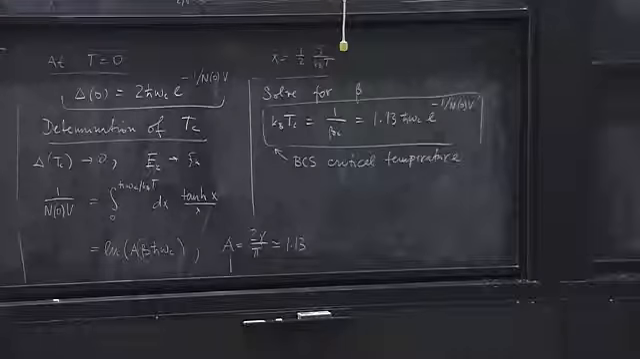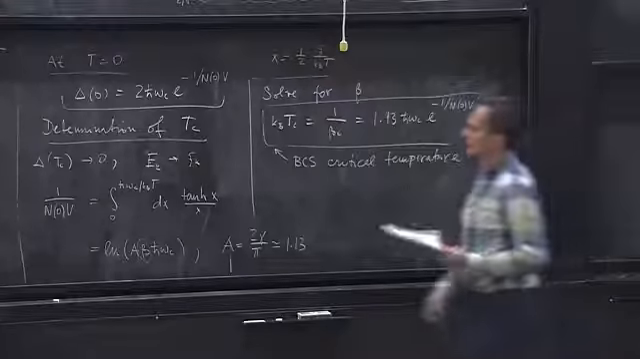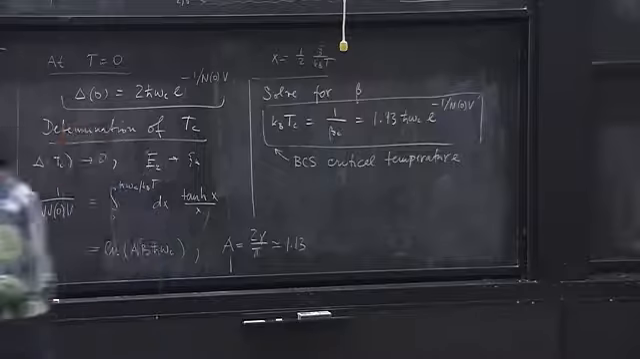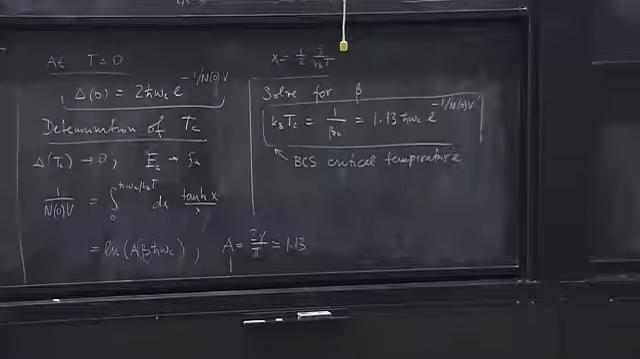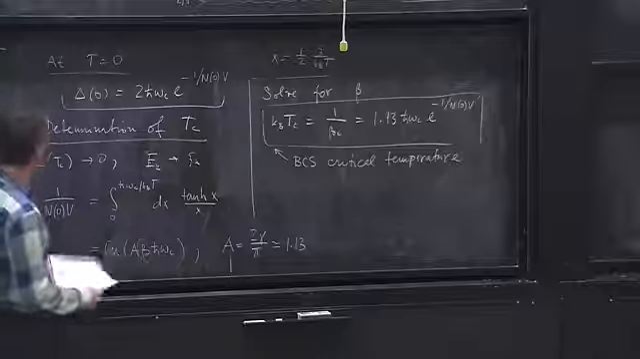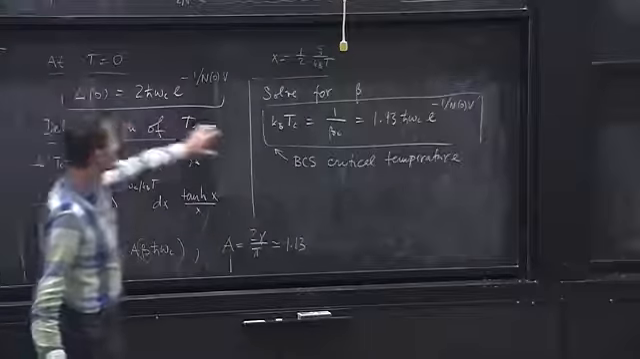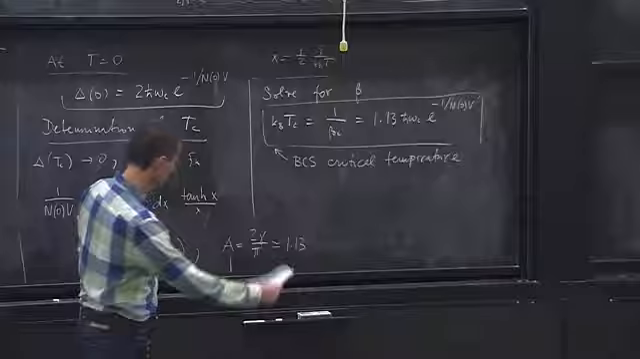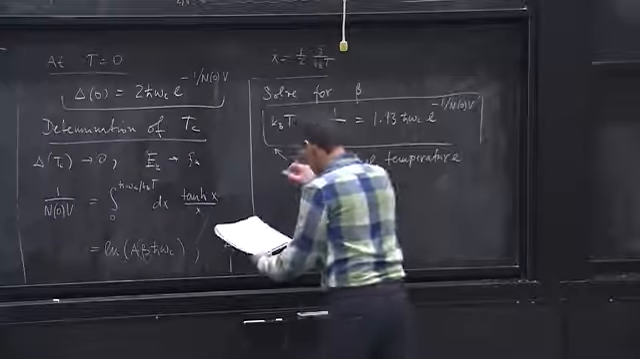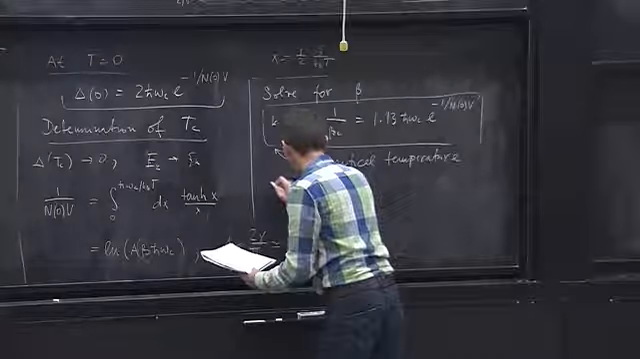Now, a very nice and experimentally testable quantity is the so-called BCS ratio, which follows from dividing this one with that one. Okay, so this is the so-called BCS ratio.